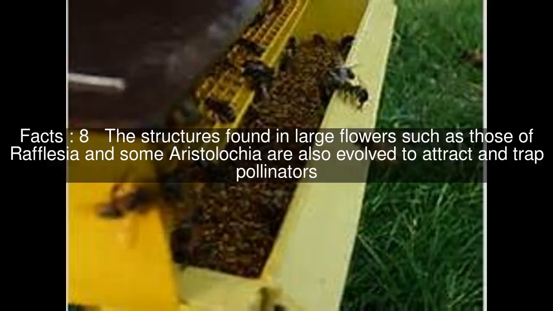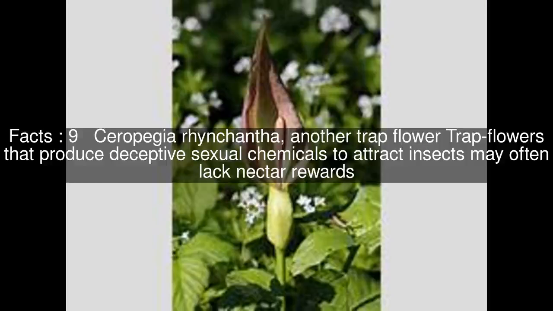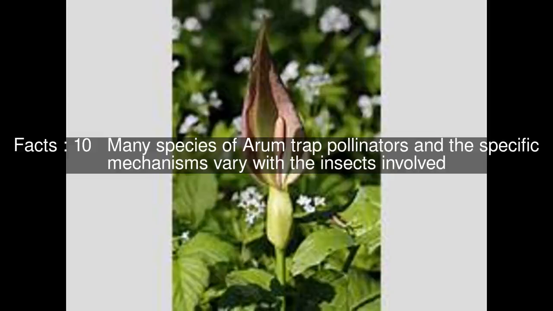The structures found in large flowers such as those of Rafflesia and some Aristolochia are also evolved to attract and trap pollinators. Ceropegia rhynchantha, another trap flower, produces deceptive sexual chemicals to attract insects, and may often lack nectar rewards. Many species of arum trap pollinators and the specific mechanisms vary with the insects involved.